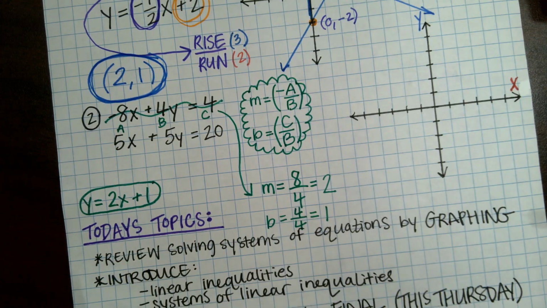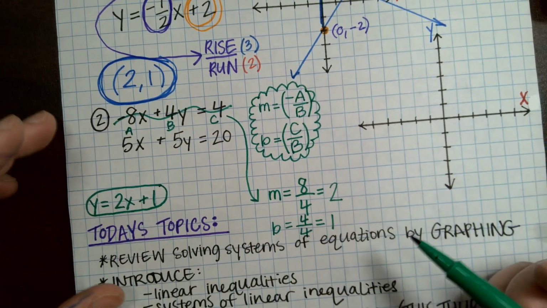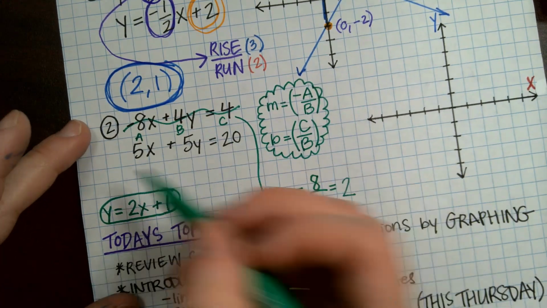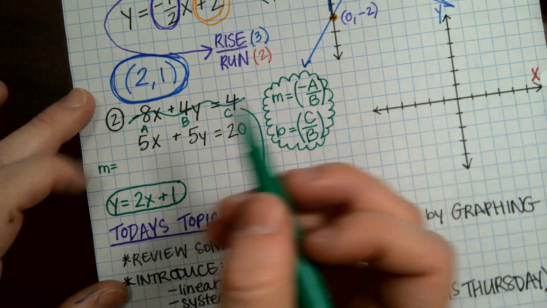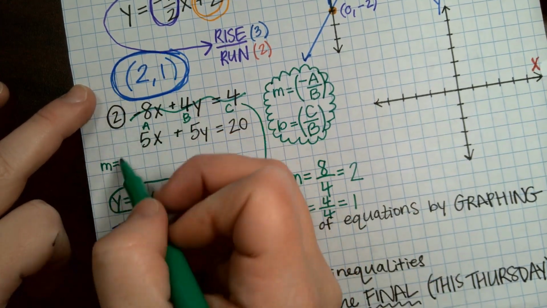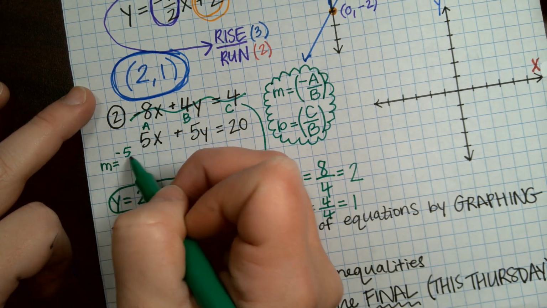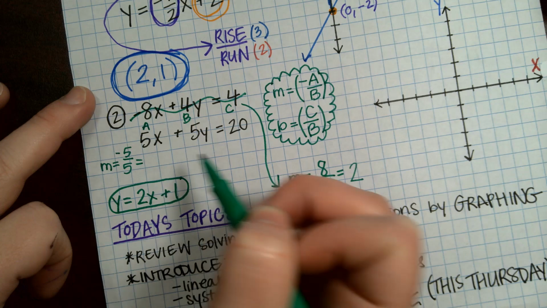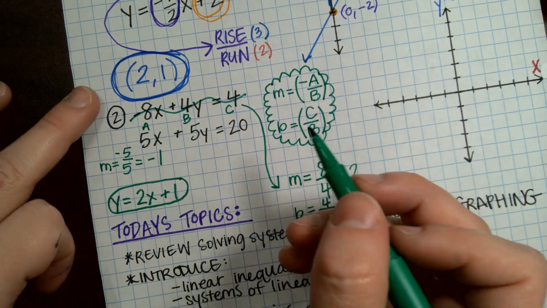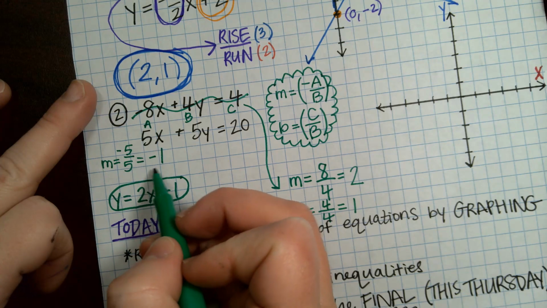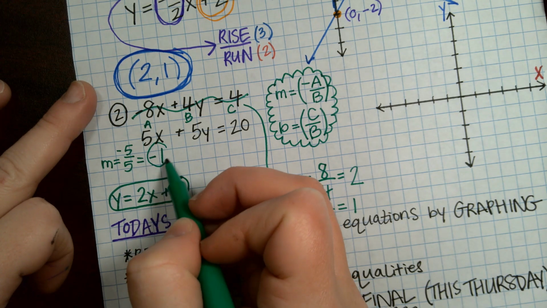And what's our second equation? How are we going to find that? Same thing. So our slope is negative a over b. So what am I going to write for a over b? Good. Negative 5 over 5, which is negative 1. That's our b, or sorry, our m. So we got negative 1 for m.